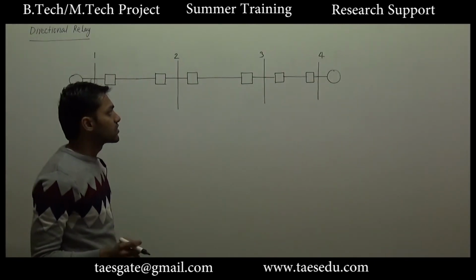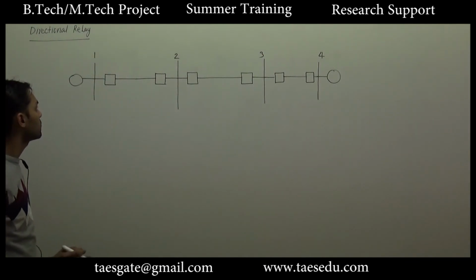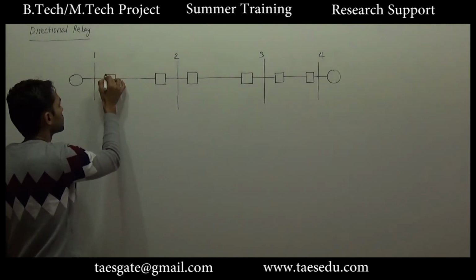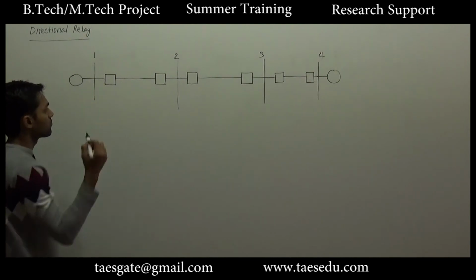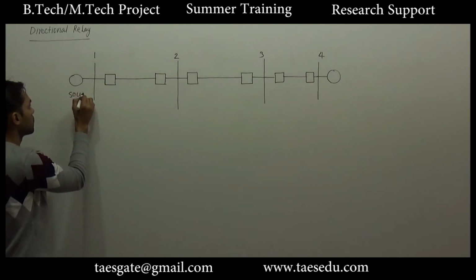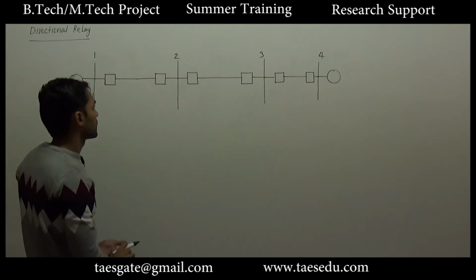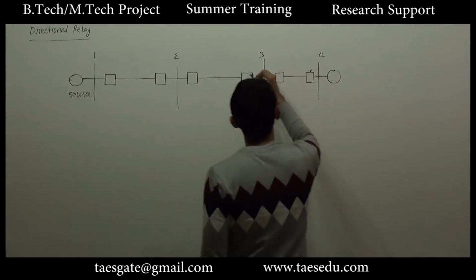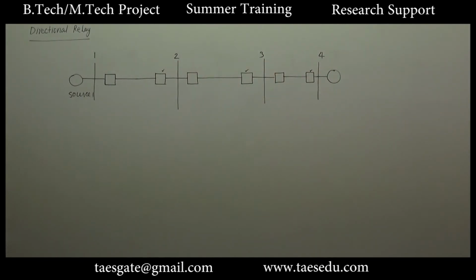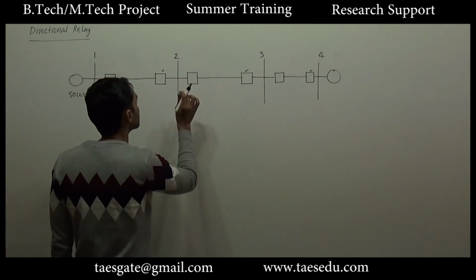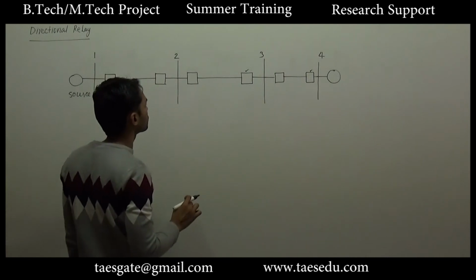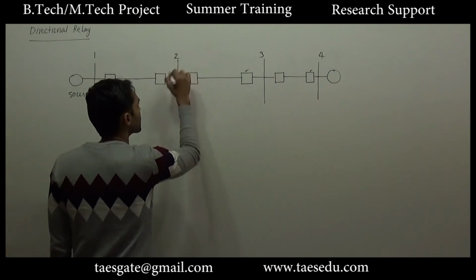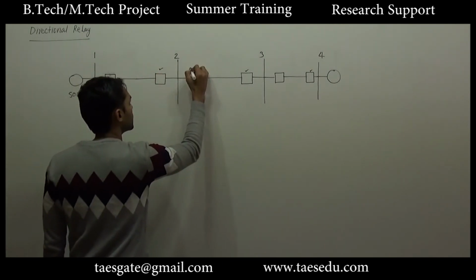So in a radial distribution system having two sources, we should have relays at both ends of the feeder. This relay will provide protection for the fault current flowing from source 1, and corresponding to source 2 we should have a relay at the other end of the feeders. But we are still left with the problem of how to discriminate or differentiate between the two relays which are connected at the same bus, like this relay and this relay.